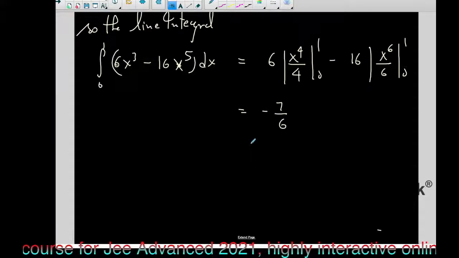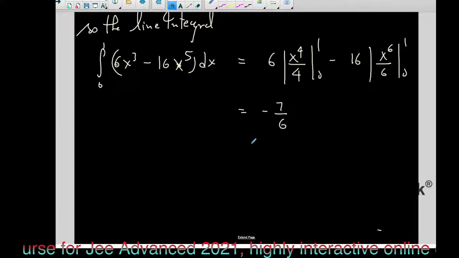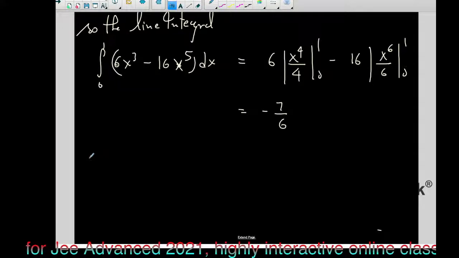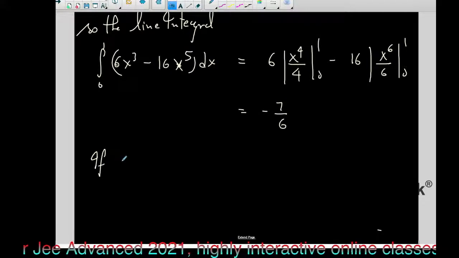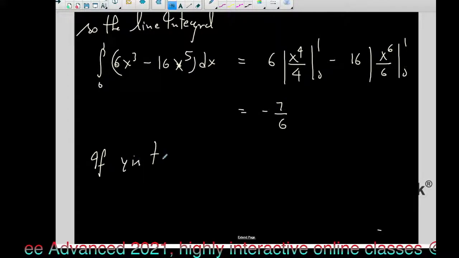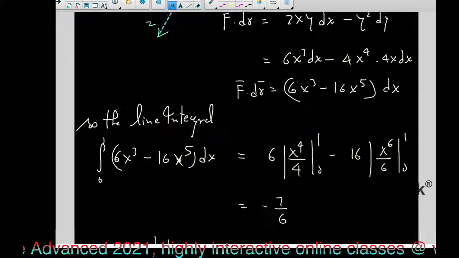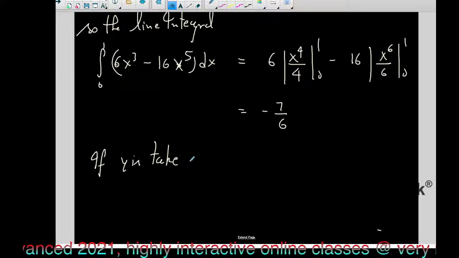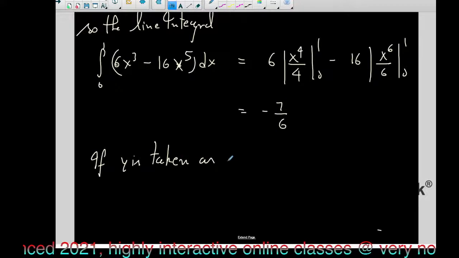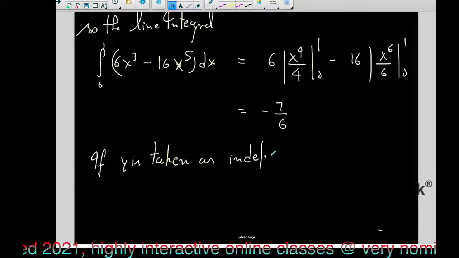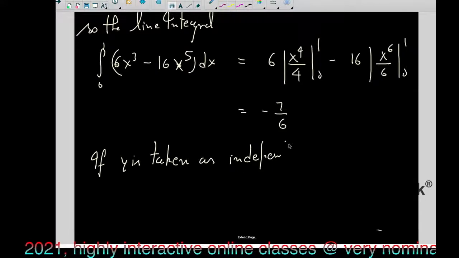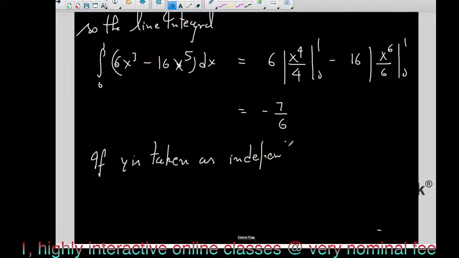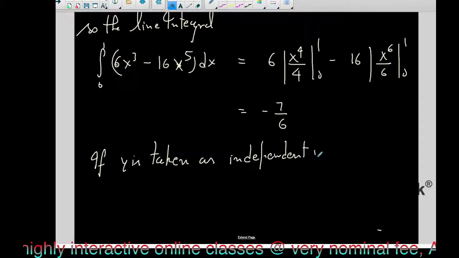So if y is taken as the independent variable, then how will you tackle this question? In the same question, although we put x as the independent variable just for the sake of convenience, if I say you consider y, if y is taken as the independent variable.